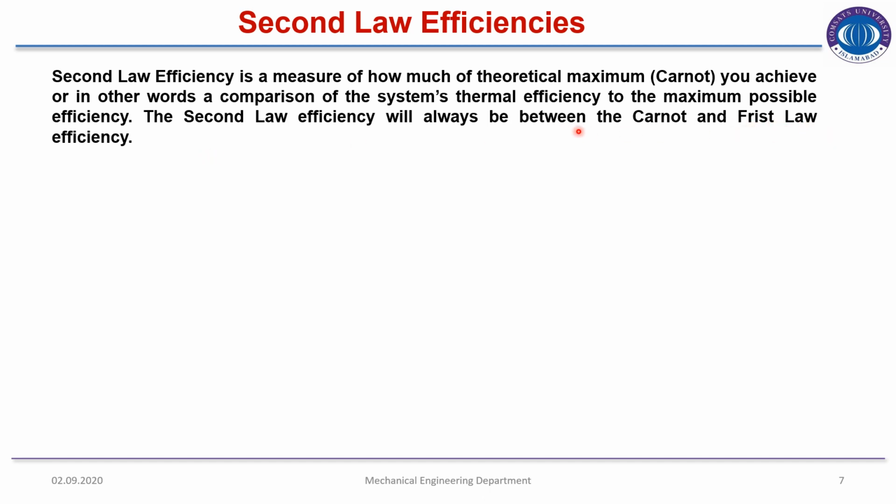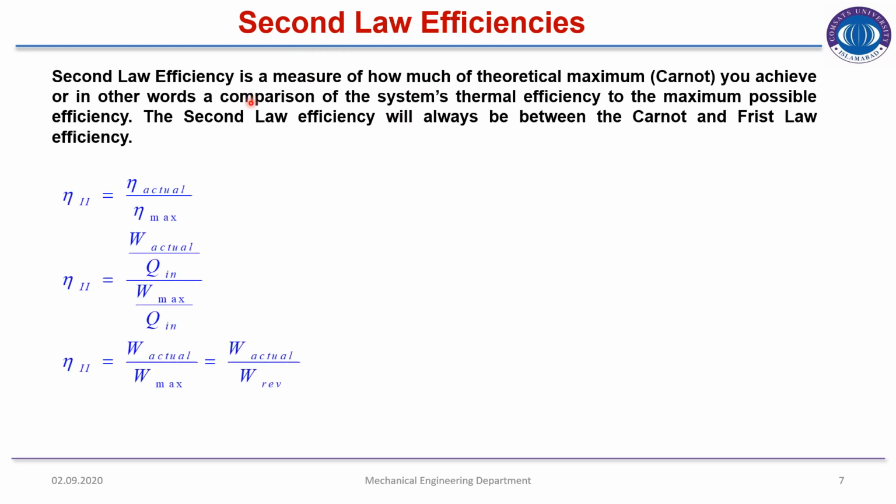So in time we will discuss what first law efficiency and Carnot efficiency are, and how we will calculate second law efficiency. So here is a relation to find the second law efficiency. So eta II, or thermal efficiency of second law, to represent or to find how second law efficiency is calculated, here is the relation.